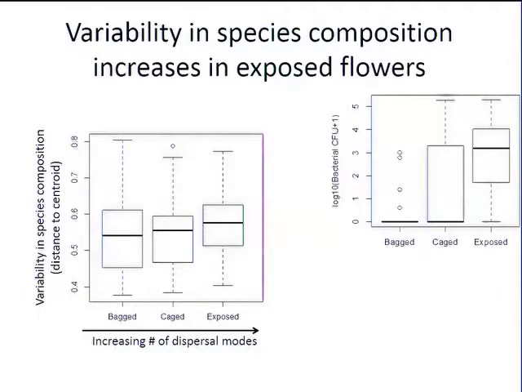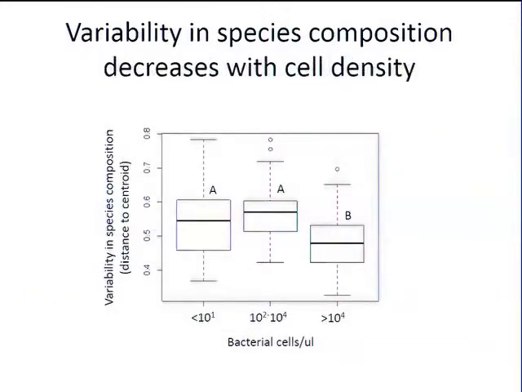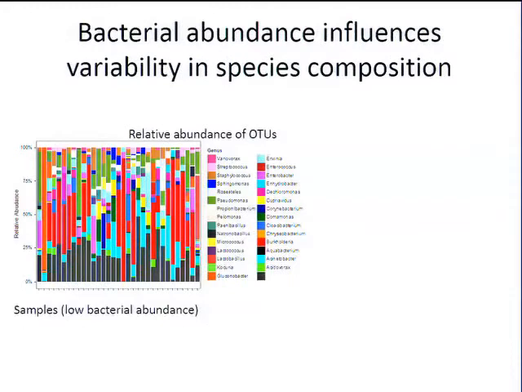So if we change this axis to the bacterial cells per microliter, we actually see something close to the pattern that we expected, where if we have a very high bacterial density in the nectar, we see that the variability decreases. And let me give you a couple of examples to illustrate this point.